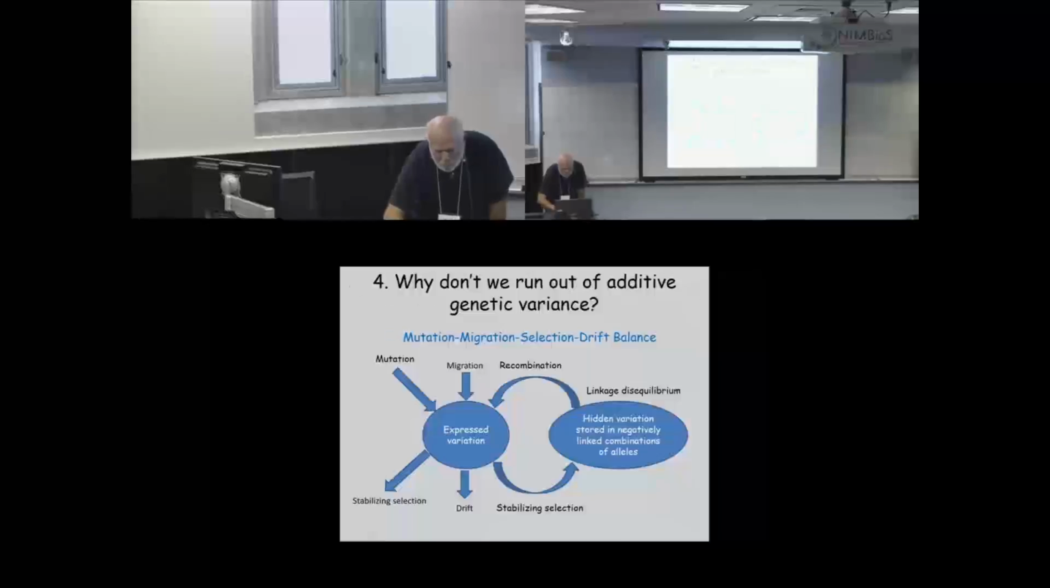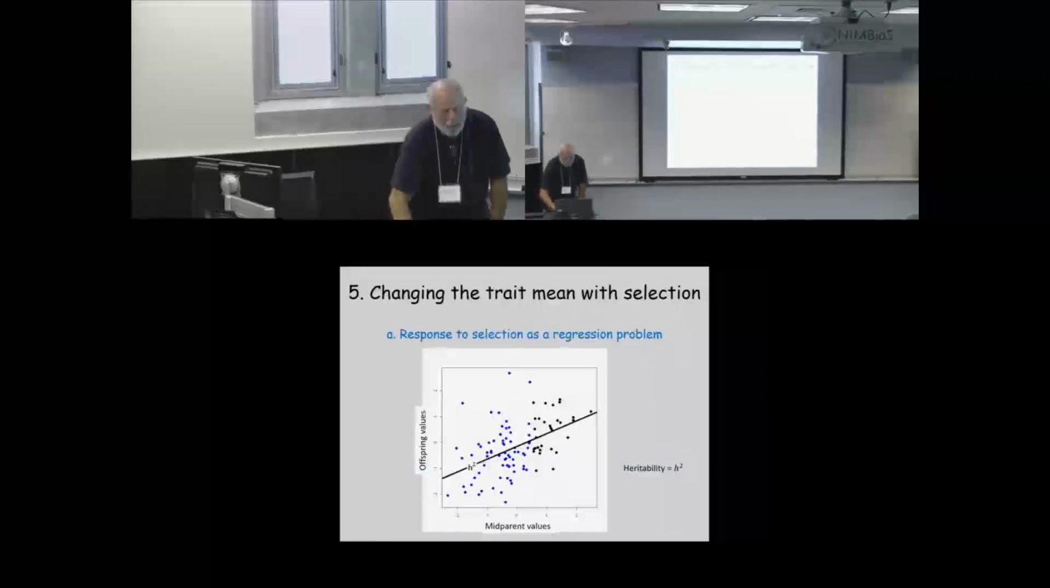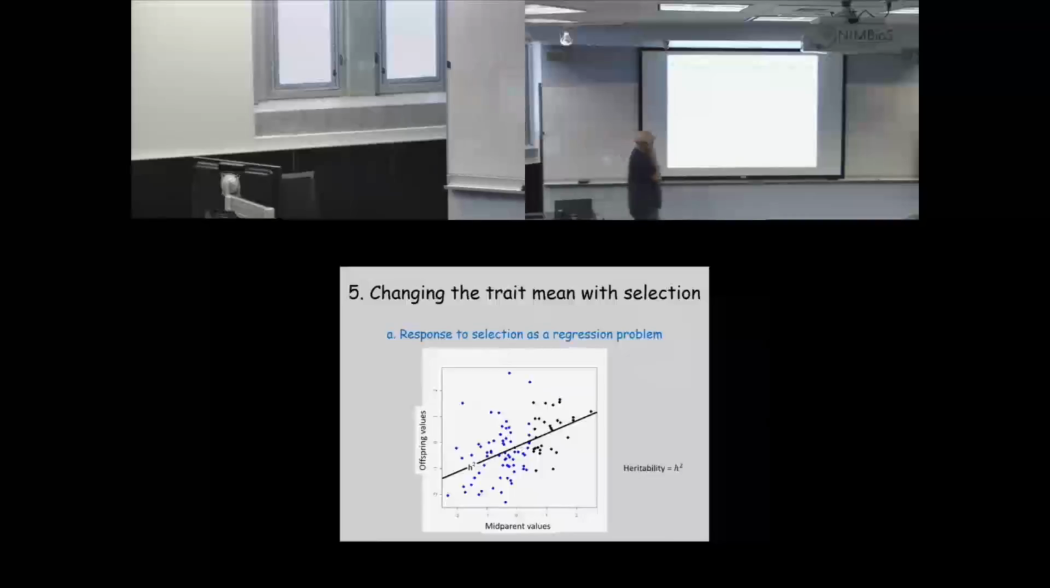All right, we're screaming along. Okay, let's go back and look at changing the mean with selection. Again, we're going right over the same territory that Joe did. I'm going to do it with mid-parent values and mid-offspring values. And so in this case, when we calculate the slope of the line, it's estimating heritability, not 1/2 the heritability as it is when you regress offspring on one parent.